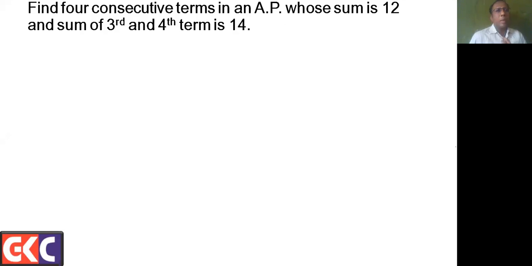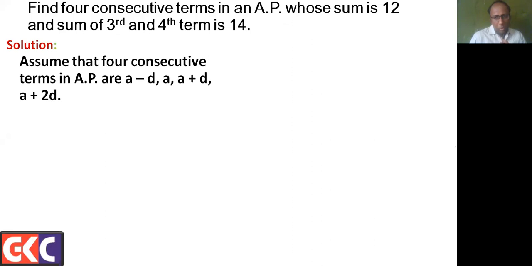So for the terms, the question first of all: find 4 consecutive terms in an AP whose sum is 12 and the sum of the third and fourth term is 14. Okay, so as we can see, in the solution, first, what are the 4 consecutive terms? A minus D, A, A plus D and A plus 2D. Here the first term is A minus D, second is A, third is A plus D and the last is A plus 2D.